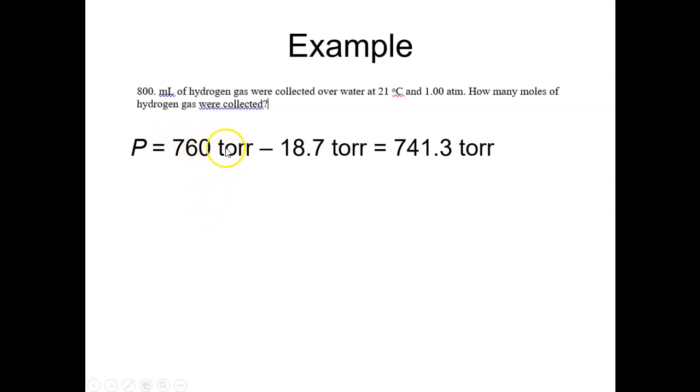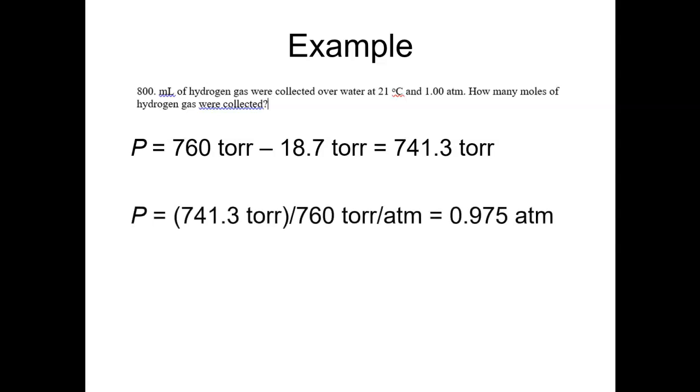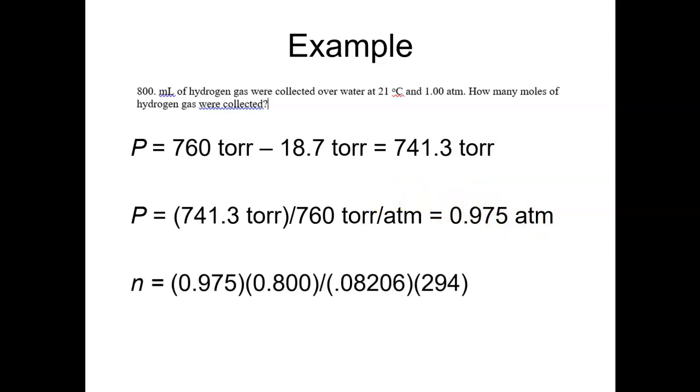I take 760 torr, which is 1 atmosphere, subtract out the vapor pressure of water. That gives me 741.3 torr of hydrogen. When I convert that back into atmospheres, that is now 0.975 atmospheres instead of 1 atmosphere. Now I plug that back into the equation to solve for n, and I get 0.0323 moles of hydrogen instead of 0.0331 moles.